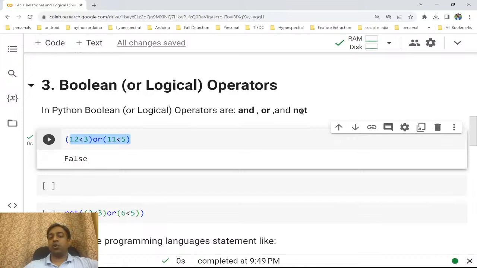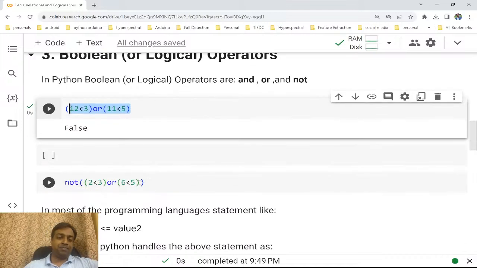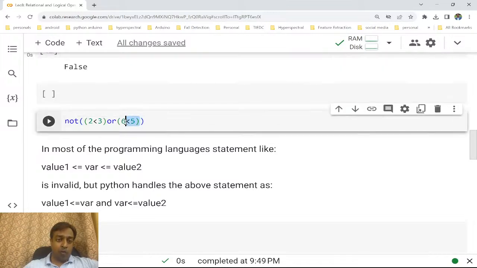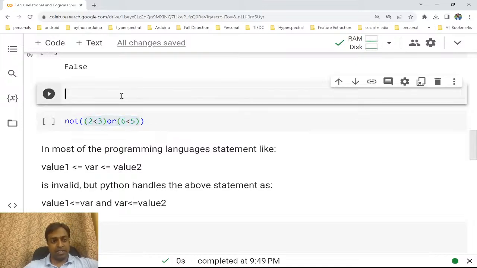Now the next is the NOT operator. Over here, the NOT operator simply does the inverse. Like you can see, is 2 less than 3? The answer is true. Mathematically it is true. Or is 6 less than 5? 6 is not less than 5, so mathematically the answer will be false. So true or false. Since one answer is true, the overall answer for this part will be true. Let me execute this.